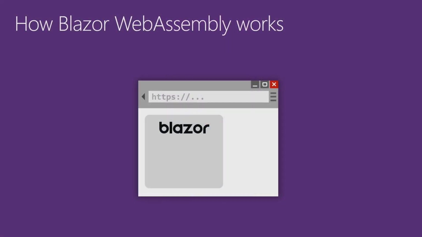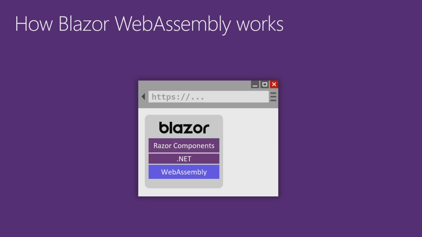This is how a Blazor WebAssembly app works. The browser provides the core WebAssembly support. On top of that, we've built a .NET WebAssembly runtime. You then build your Razor components that get compiled into normal .NET assemblies. They're downloaded with the runtime into the browser and then executed directly in the browser.